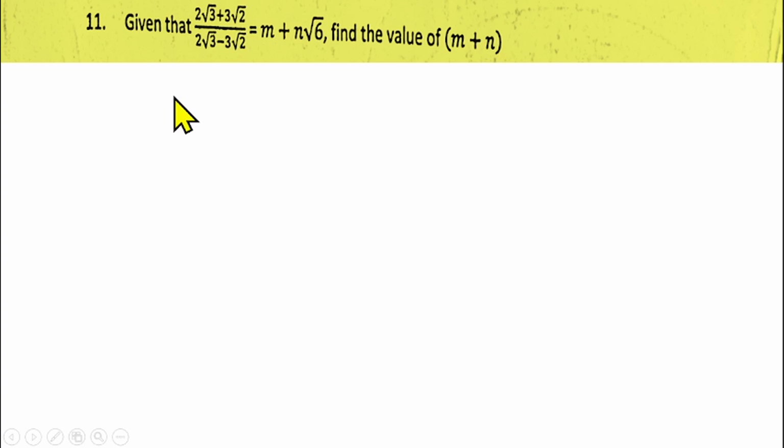So we are given this surd. Then when you simplify it, it should be equal to m plus n surd 6. So whatever you now get, you can compare both sides to find your m and n. Now let's talk about the left hand side. The left hand side is a surd divided by another surd, which means that you are going to rationalize this surd. So there's what we call rationalization of surds.